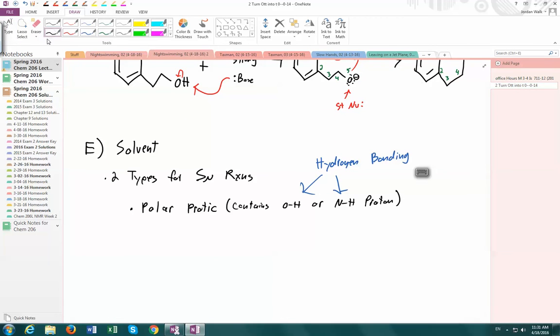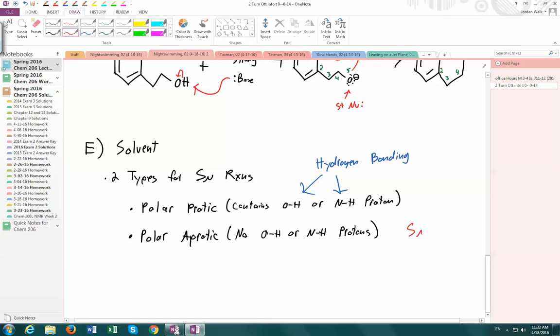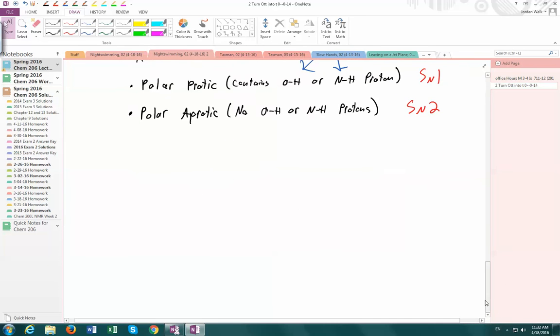and that's going to impact what we see later down the road, the strength of our nucleophile. The alternative is we don't have those bonds. In this case, what we call that is a polar aprotic solvent. So that will be no OH or NH protons. All right, I'm going to go ahead and spoil it for you. Whenever we use a polar aprotic solvent, we're going to be encouraging an SN2 reaction. And so anytime that we use a polar protic solvent, we're going to be encouraging an SN1 reaction. We're going to talk about why that is for a few minutes. It's kind of an interesting reason.